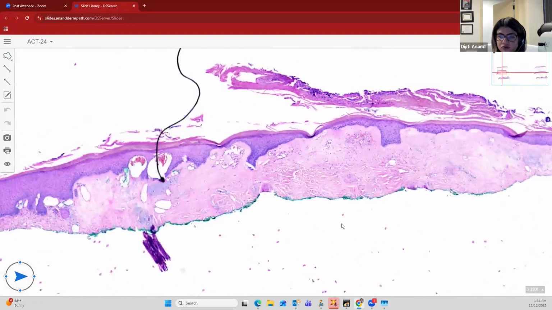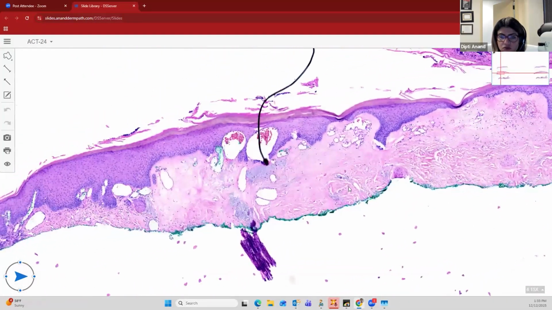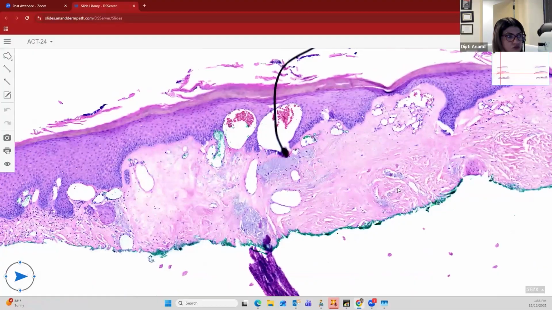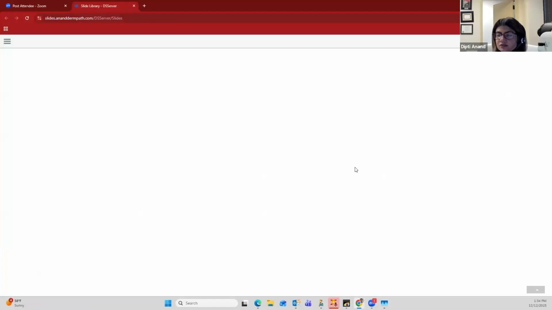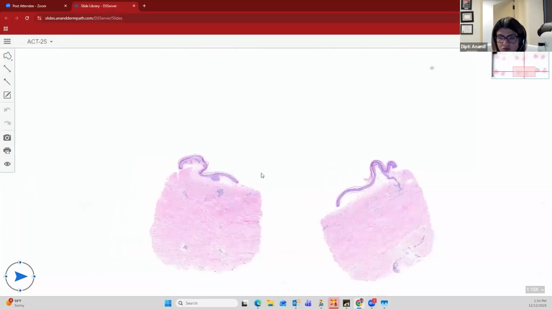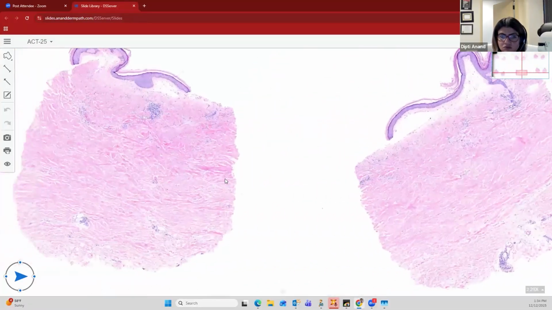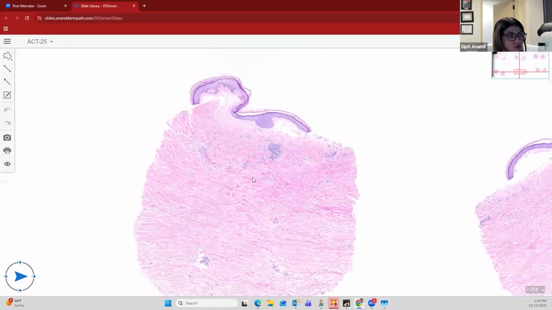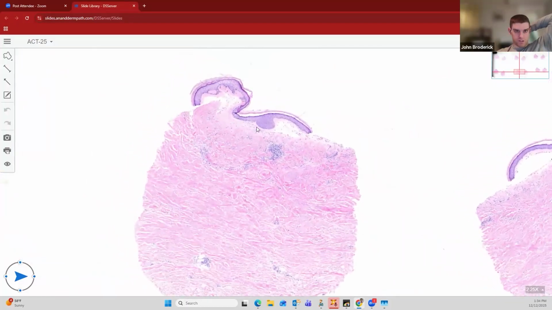This is radiation dermatitis. Perfect. Next one. This is morphia plus lichen sclerosis overlap. Yeah, morphia, LSNA. Morphia with overlying LSNA. Good.